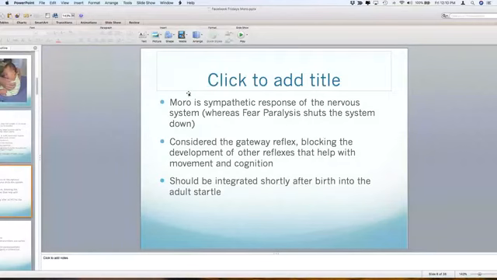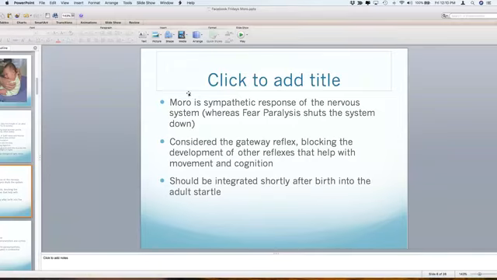The Moro is a sympathetic response of the nervous system, whereas the fear paralysis shuts the system down. In both cases, the parasympathetic response is not working. The vagus nerve, which is in control of the parasympathetic response, is not working. But the fear paralysis just shuts the system down. The Moro helps the baby to flee.